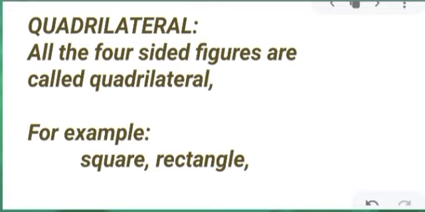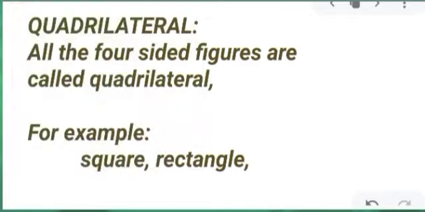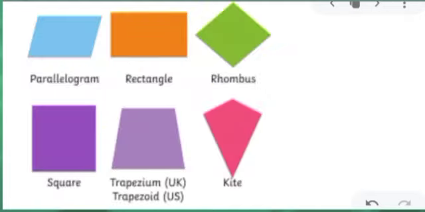Now we are going to learn the new word quadrilateral. It means all the four-sided figures are called quadrilateral. So if we have a rectangle, a rectangle is a quadrilateral. If you are drawing a square, it's a quadrilateral. Like this, we have some figures. We can see some examples. This is parallelogram, rectangle, rhombus, square, trapezium, kite. Like this, we have some quadrilaterals also.